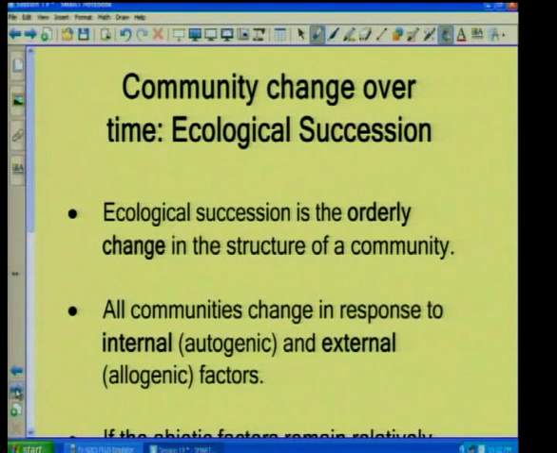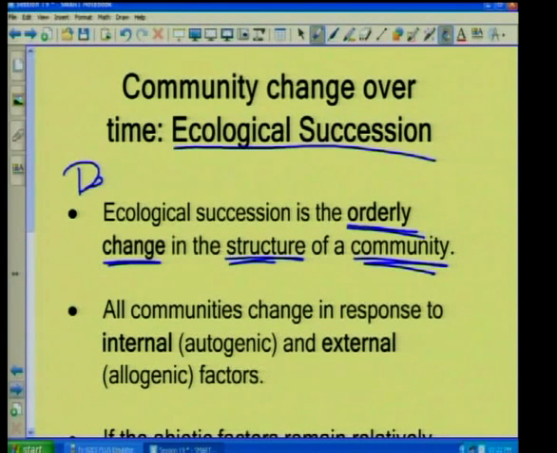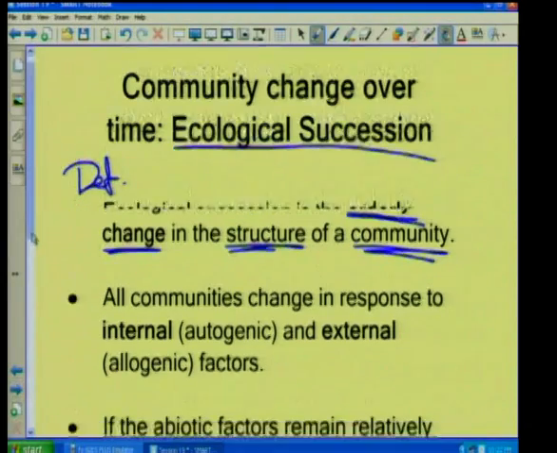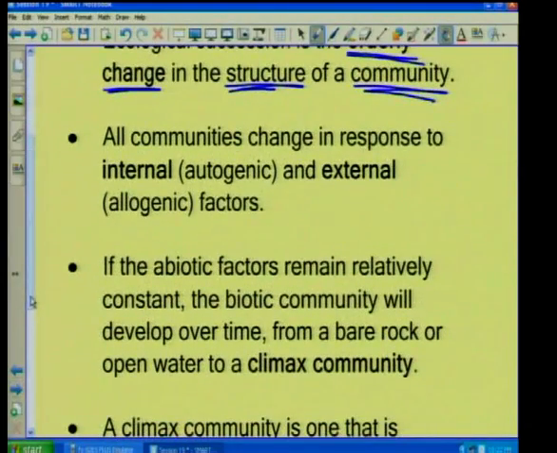Now we look at community change over time, and we're looking at something called ecological succession. This is how organisms become a species and they succeed and they survive in an area. Okay, so ecological succession is the orderly change in structure of a community, and that is your definition. Okay, all communities change in response to internal and external factors.